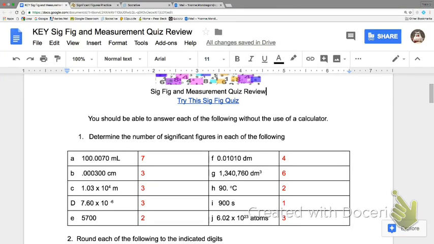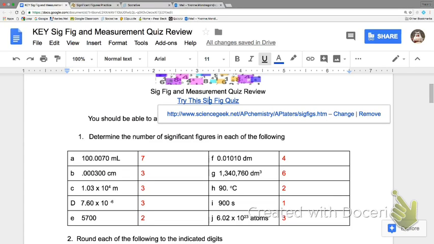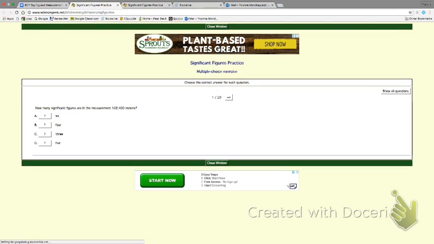This is a review for the quiz that we're going to take on measuring, significant figures and scientific notation. I've put a little quiz game in here for you, and it's a sig fig generator. So as you go through and answer the questions, it'll tell you if you're correct or not, and keep giving you more and more to practice with. So that's something you might want to look at.